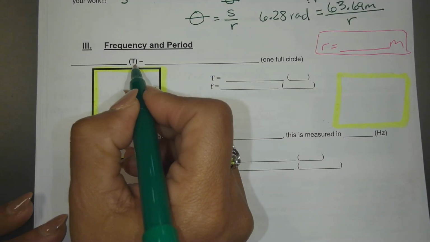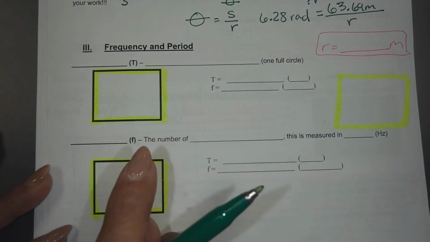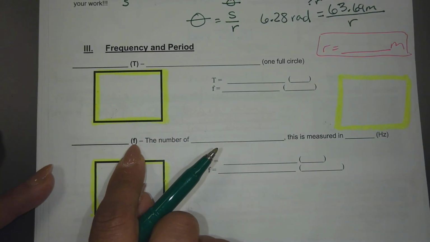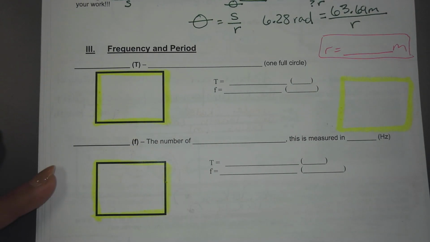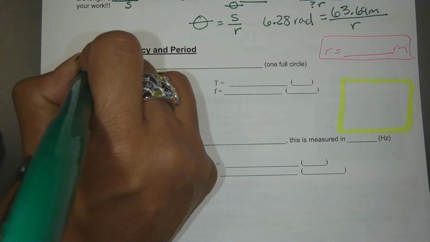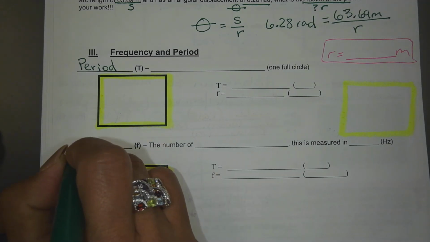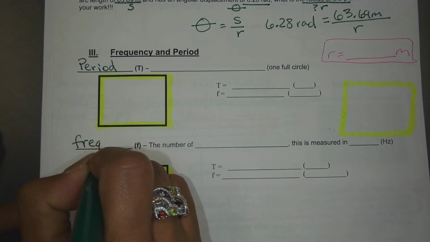Now, this variable is a capital T. We have not had a capital T yet, and this is actually a lowercase f. We also have not had a lowercase f. A capital T stands for period, and a lowercase f stands for frequency.